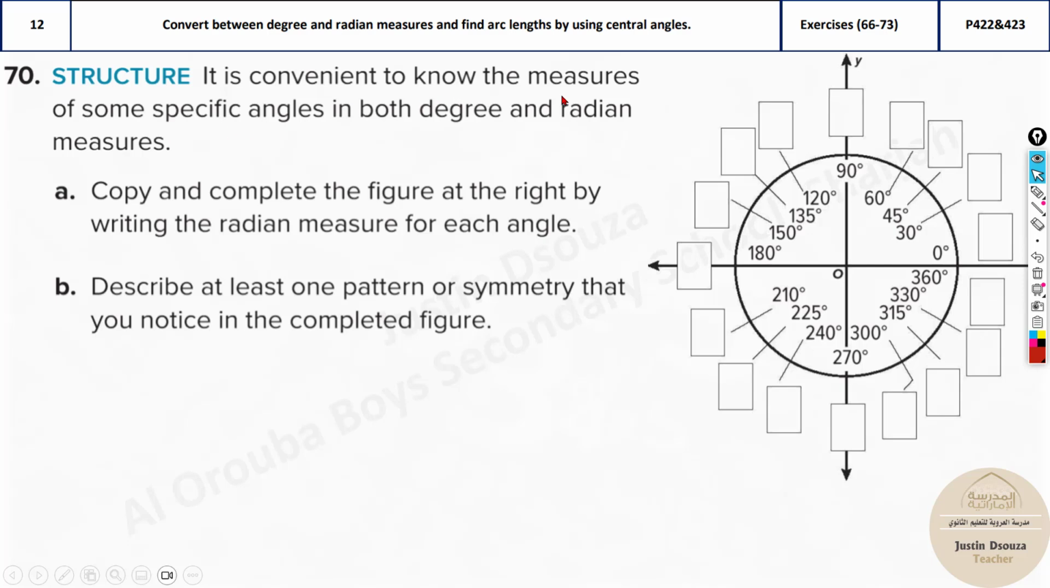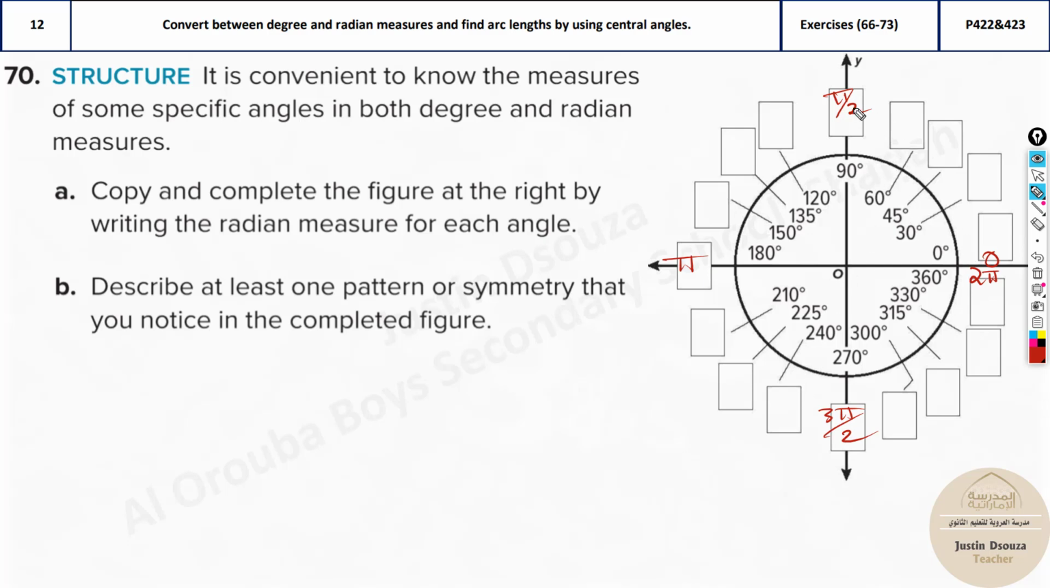It is convenient to know the measures of some specific angles in both degrees and radian measures. That's true. It's very important for you to know a few of the measures. Say, for example, it starts with 0, we all know. This is 0. But then, say, pi. See, 2 pi. This is ending with 2 pi or 360 degrees. Whereas pi is 180. Half of 360 is 180. Now this over here is pi by 2 and this is 3 pi by 2. So these are important things, okay?